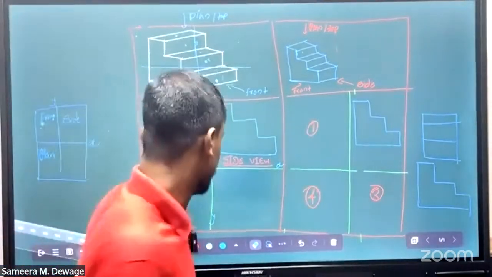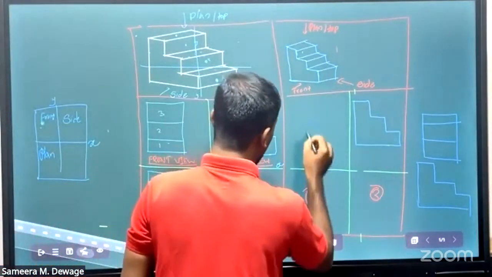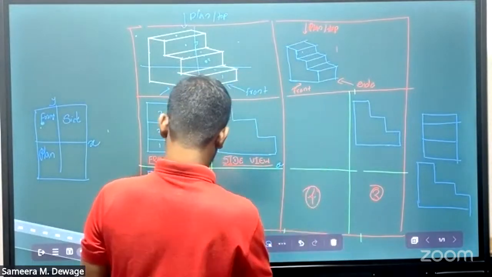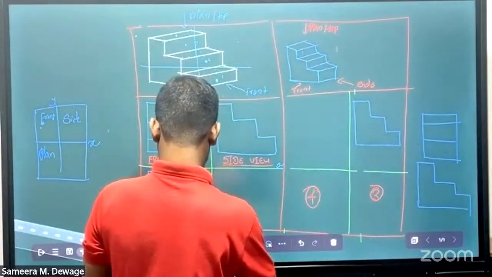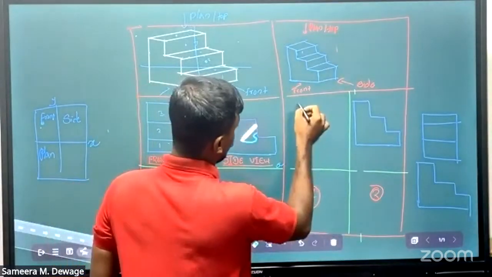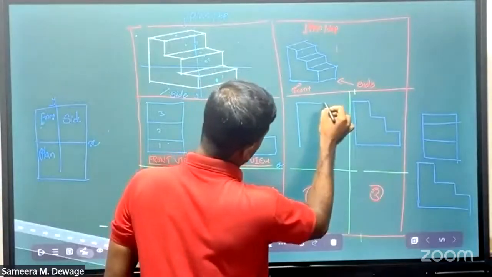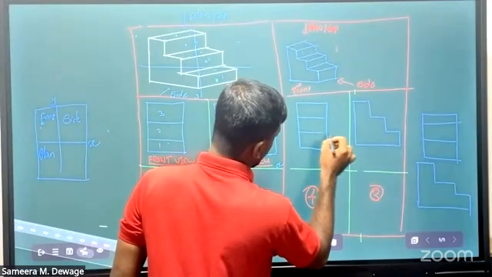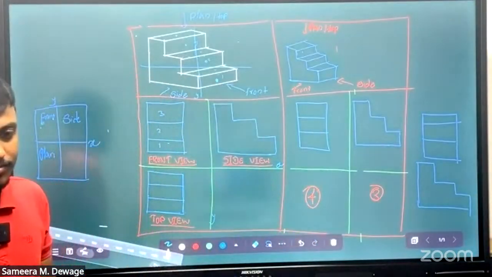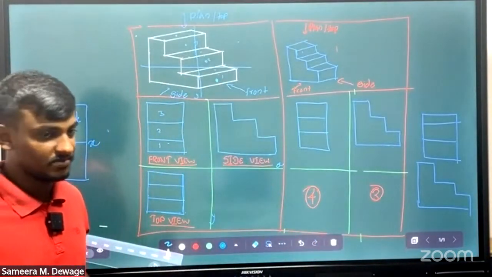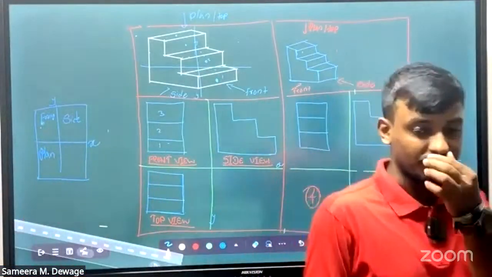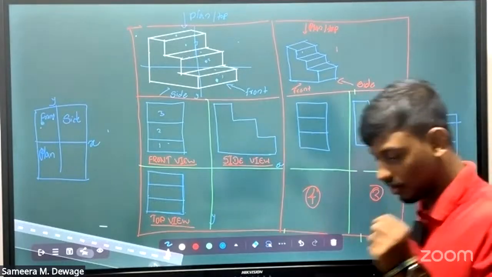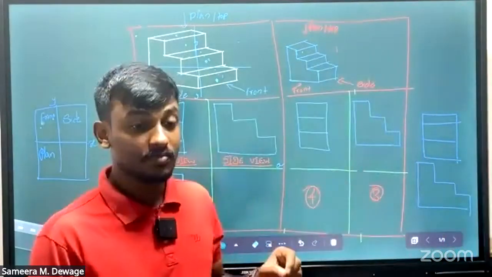Yes, number one. We need to draw our side view here. Okay. So I'll draw like this. Right. So now the last question. Where do we need to draw a plan view?